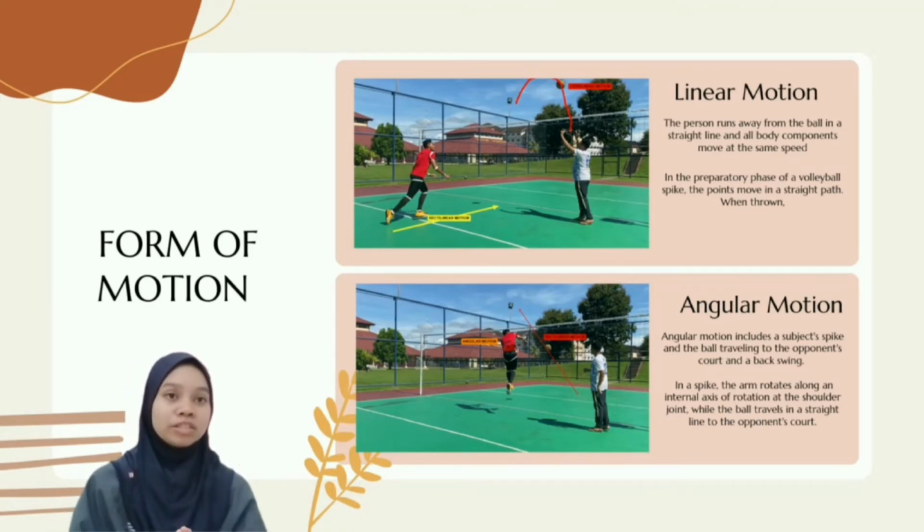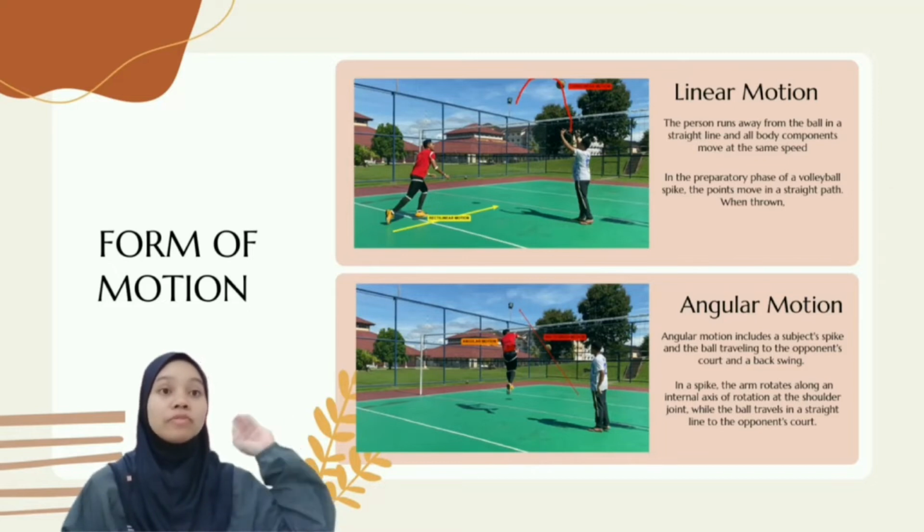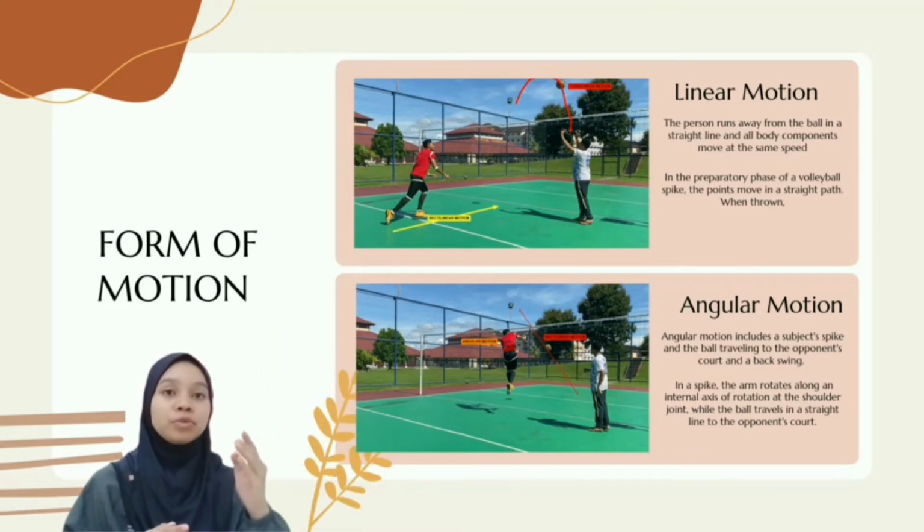The next motion is angular motion. As you can see in the pictures, angular motion includes the subject's spike, the ball traveling to the opponent's court, and a backswing.